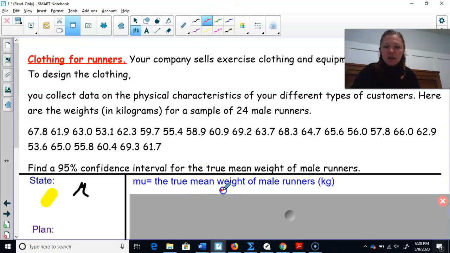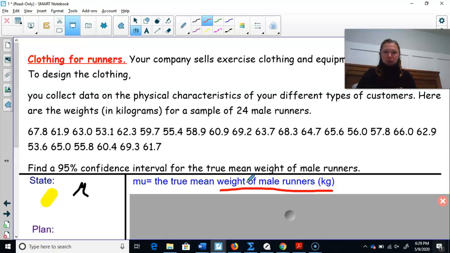And then what you're going to do is fill in the blank right here. What's the story about? In this case, the story is about the true mean weight of male runners. So on all of your problems, you're going to start off with mu is equal to the true mean, and then fill in the blank that I have right here. In this case, it's the weight of male runners. So that's the state. We're done with that.